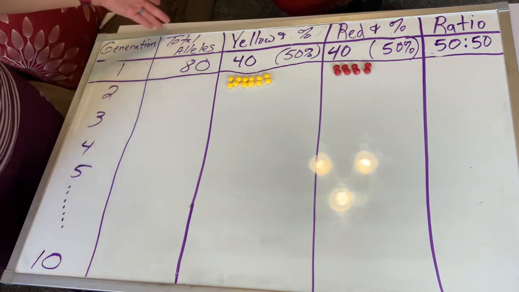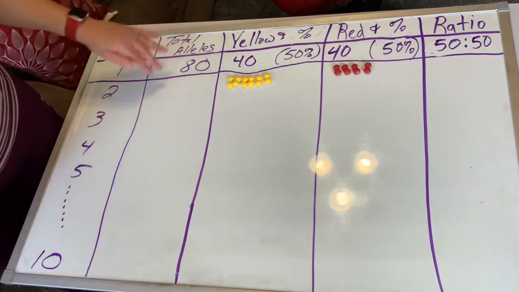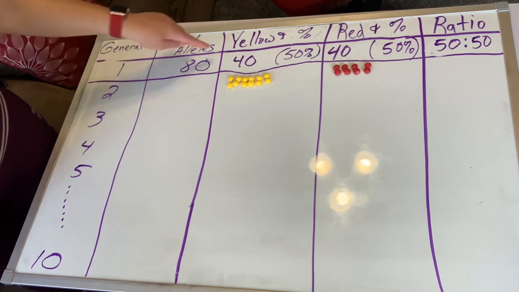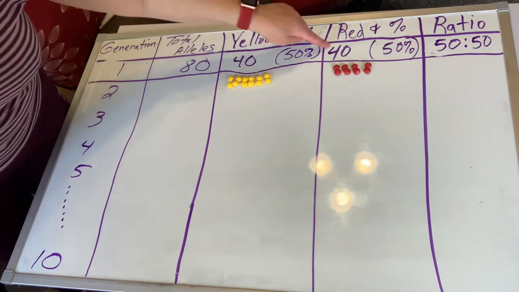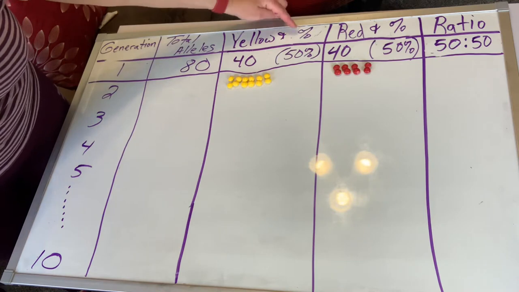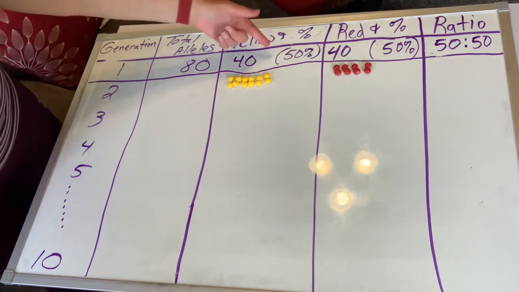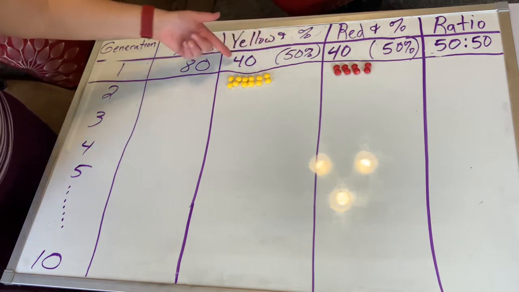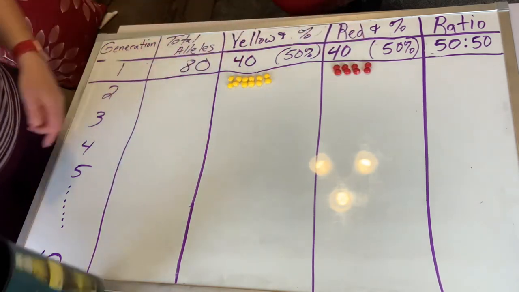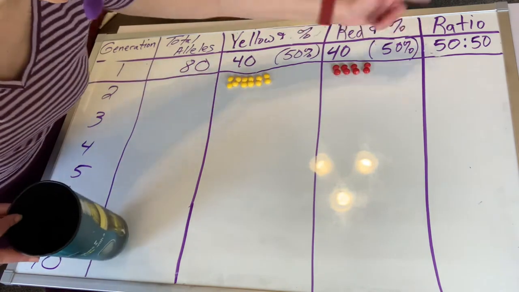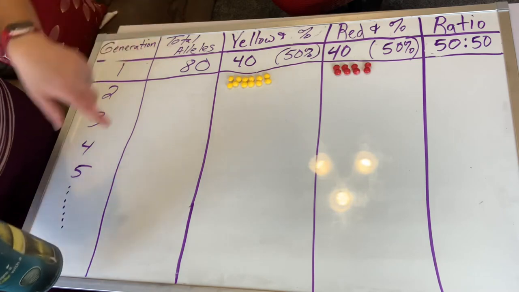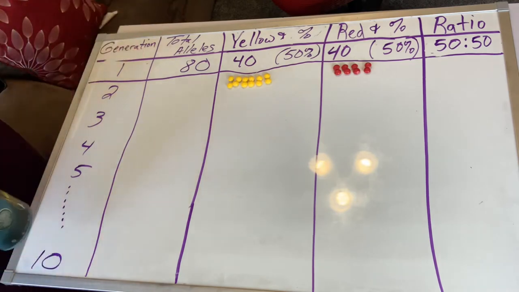Total alleles, okay? So your total alleles for generation number 1, we started with 80 alleles, right? 40 yellow, 40 red. And so I also want you to, this says yellow and percent. So the percent, well, 40 is 50% of 80. And then this is 40 is 50% of 80. And so going on to the last column, ratio, that's a 50-50 ratio or a 1-to-1 ratio. Why don't you keep it big for now, and then we'll work on it and get little.